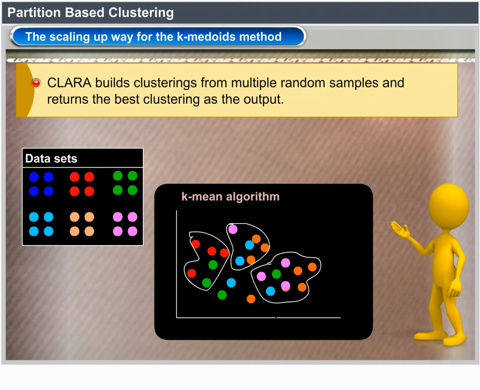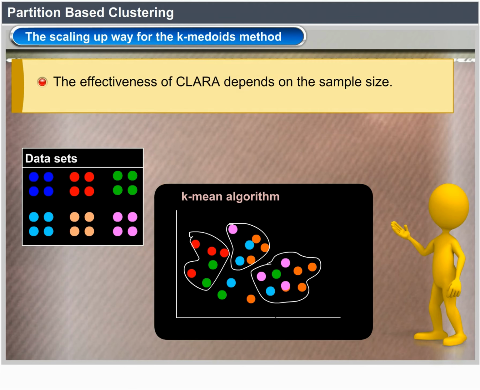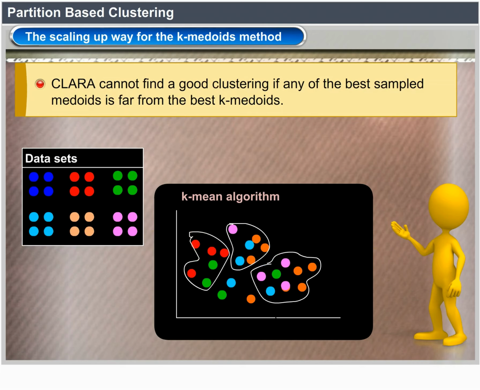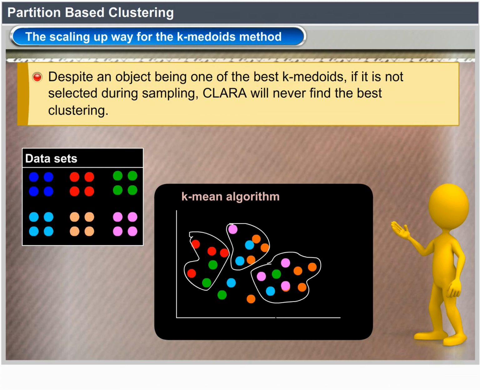PAM searches for the best k-medoids among a given data set, whereas CLARA searches for the best k-medoids among the selected sample of the data set. CLARA cannot find a good clustering if any of the best sampled medoids is far from the best k-medoids. If an object is one of the best k-medoids but is not selected during sampling, CLARA will never find the best clustering. How might we improve the quality and scalability of CLARA?